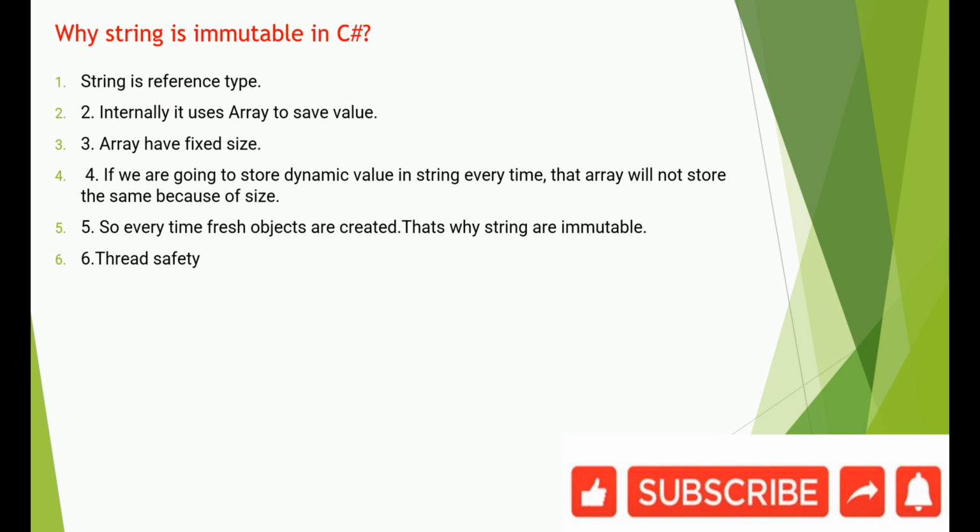It is designed in such a way that it will be thread safe. Every time a new object will be created, and that's why strings are immutable. Next is thread synchronization. When the string is immutable, it automatically makes it thread safe, thereby solving synchronization issues. This is the reason why string is immutable in C#.